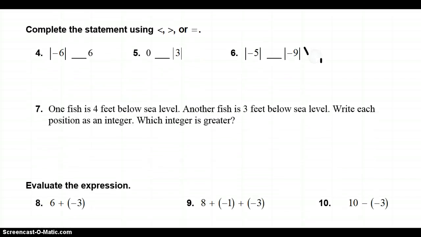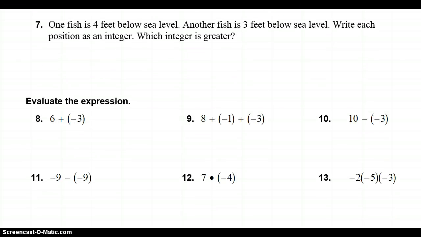Next one, we are completing the statement using less than, greater than, or equal to. Remember, my key to you here is to rewrite the problem underneath, getting rid of the absolute value bars. So this one would be 6 and 6, and you know 6 is equal to 6. 0 doesn't have absolute value, so it's 0. Absolute value of 3 is 3, and so 0 is less than 3. Absolute value of -5 is 5. Absolute value of -9 is 9. 5 is less than 9. So those should be pretty straightforward if you remember to rewrite them without absolute value.